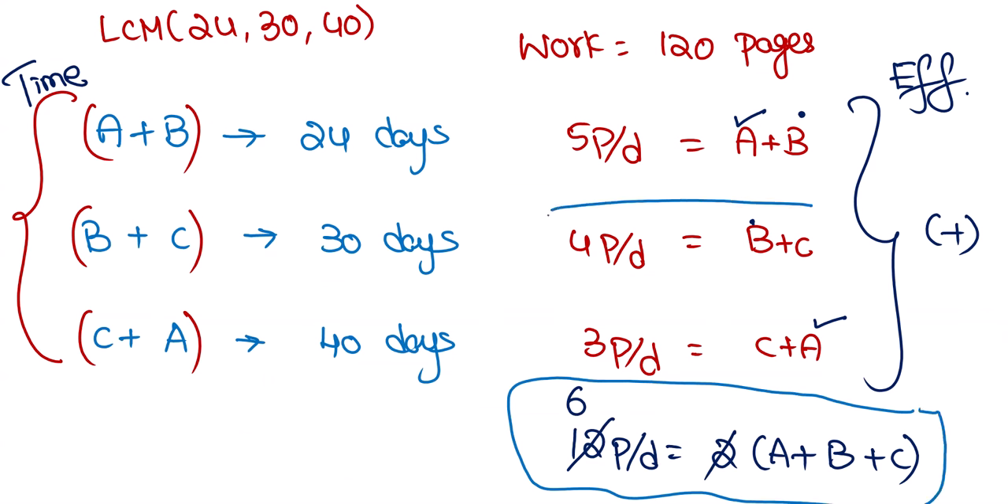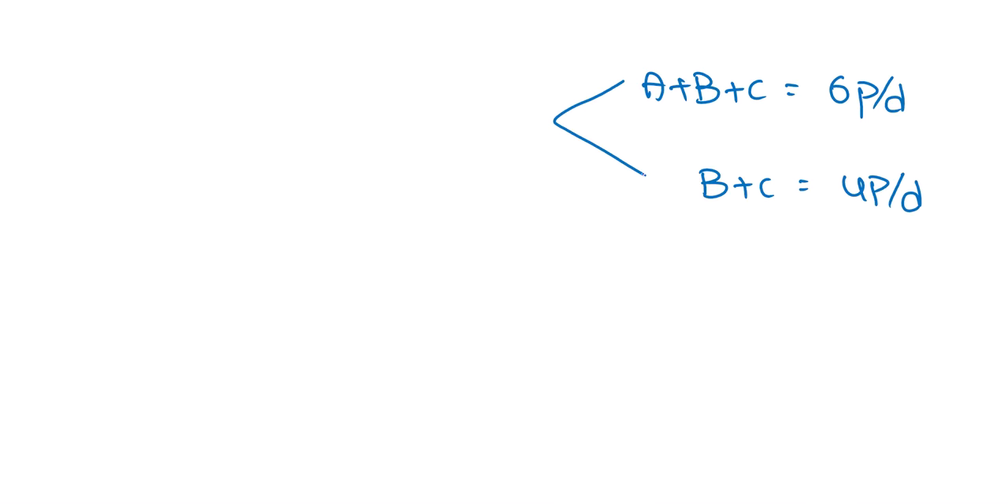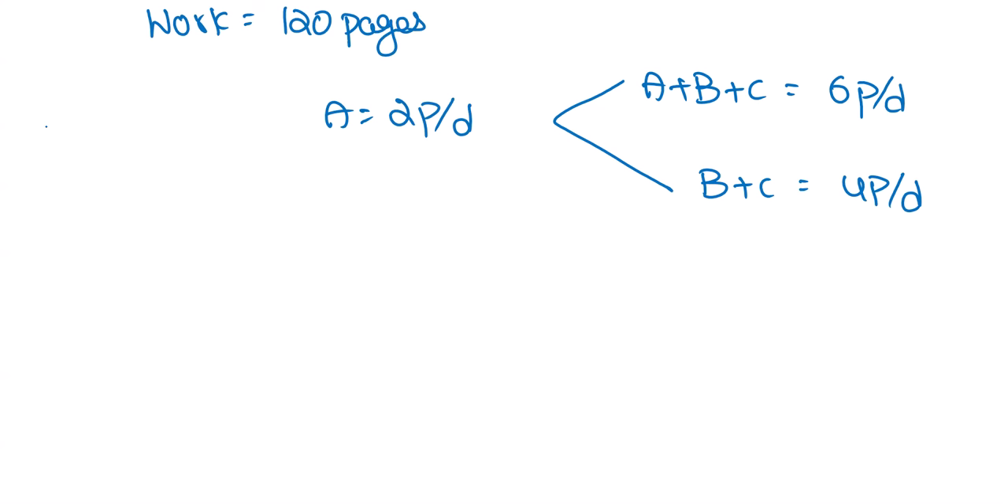Now listen, how can I get A alone? B plus C is 4. See, B plus C is 4, and A plus B plus C is 6. We know A plus B plus C efficiency is 6. When B plus C is 4, it clearly indicates that A can type 2 pages per day. As total work is 120 pages, A can complete the work in 60 days. Time taken by A alone: A alone can type 2 pages per day, 120 pages means 120 divided by 2. A can complete the work alone in 60 days.